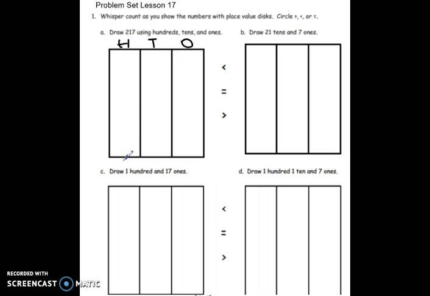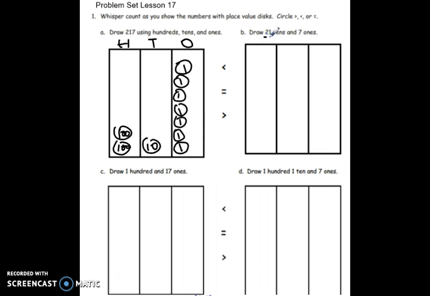So I'm going to draw 217. So I have 100, 200, 210, 211, 212, 213, 214, 215, 216, 217.